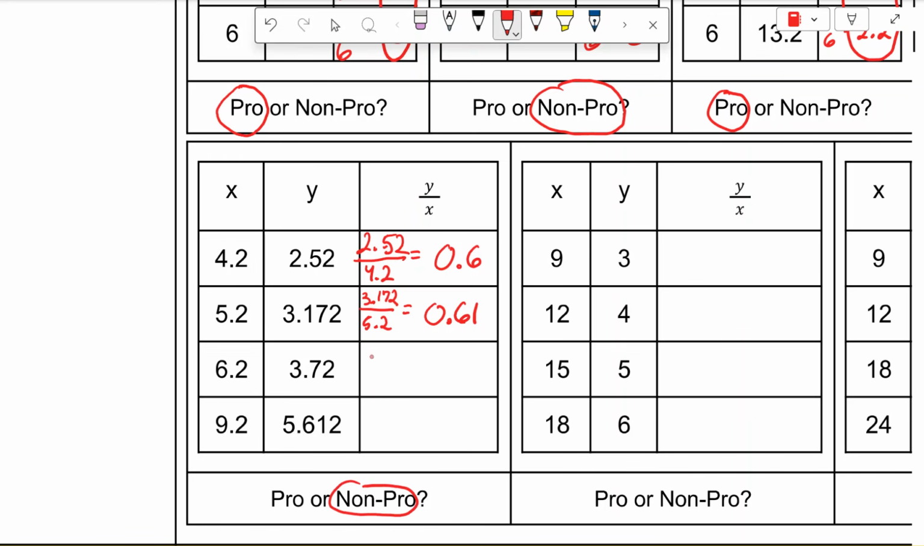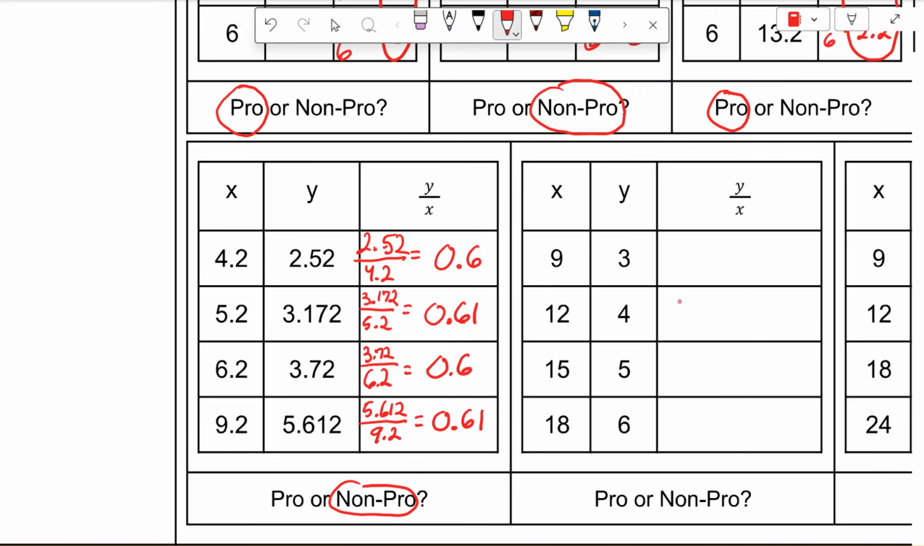Let's finish out the work here. 3.72 divided by 6.2 is 0.6. And the last one, 5.612 divided by 9.2 is 0.61. So you can see we have some that are not equal. So that's a non-proportional relationship.